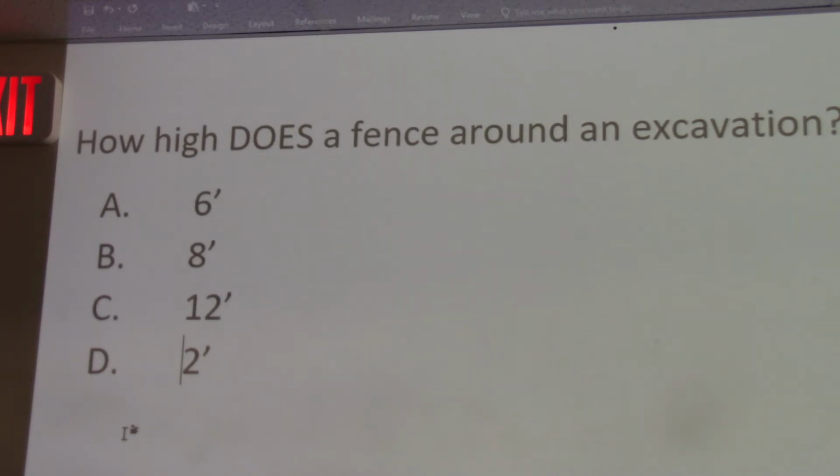All right, how high does the fence have to be around an excavation? This says, adjacent to excavations, every excavation on a site located 5 feet or less from the street shall be enclosed with a barrier not less than 6 feet. There you go. The rule changed. You got it. So the answer is six feet. That's the answer to that question, right? It's around an excavation, not around a construction site. So now let everybody know where you found that.